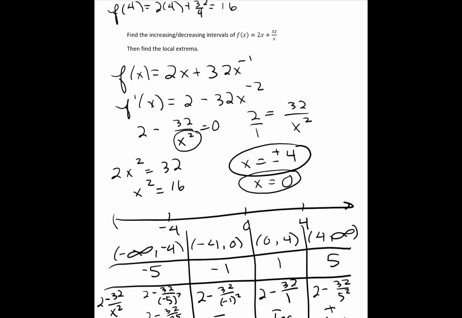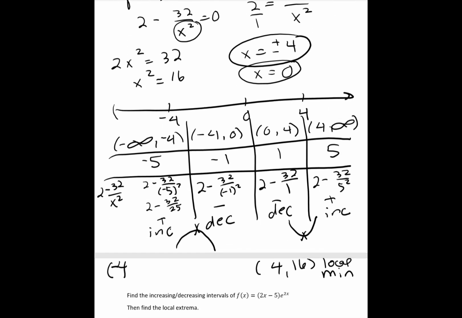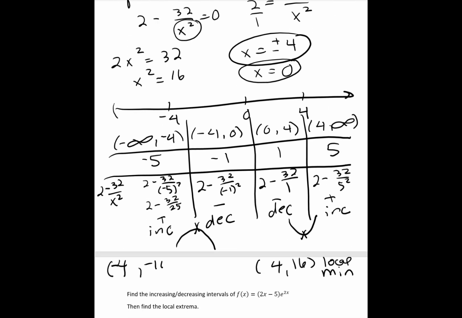And then let's do the same thing with negative 4, and I'll do it the same way. I'll have f of negative 4 is 2 times negative 4 plus 32 over negative 4. 2 times negative 4 is negative 8. 32 over negative 4 is negative 8. Negative 8 and negative 8 is negative 16, so that's kind of similar. So let's go back down and say negative 4, negative 16 was our local max.